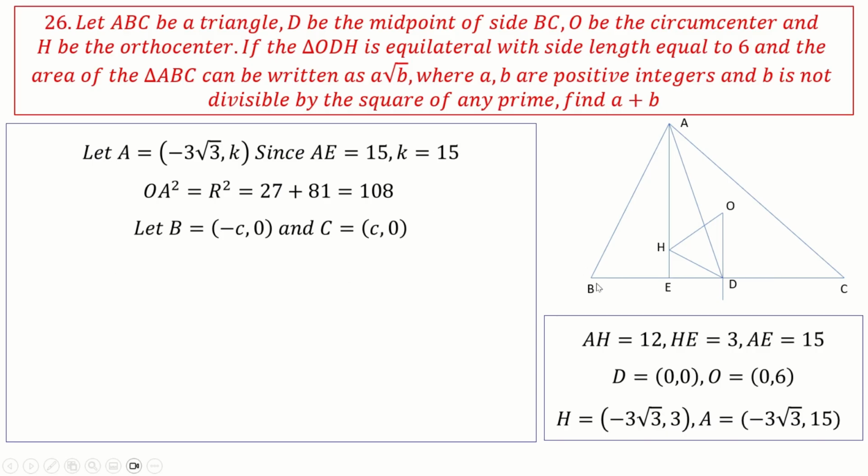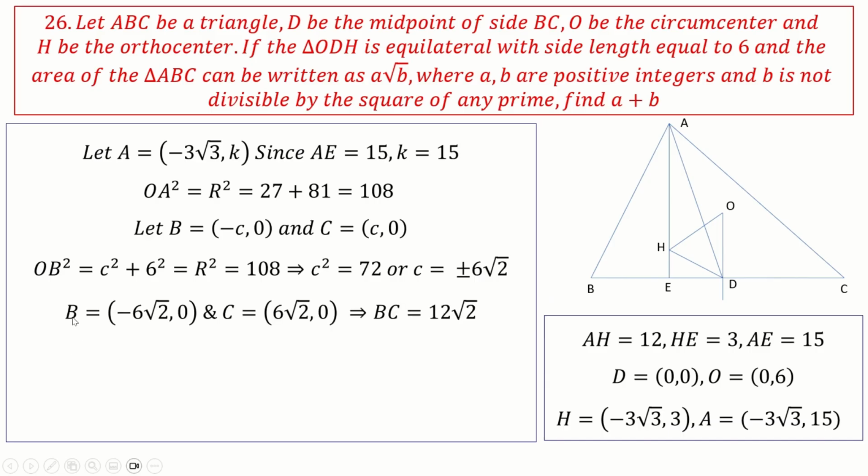Now let's say B and C are (minus c, 0) and (c, 0), because they are on the x-axis. Take OB square, which is also R square, which is c square plus 6 square. So c square equals 72, or c is plus or minus 6 root 2. So B is (minus 6 root 2, 0) on the left side, and C is (6 root 2, 0) on the right side. And D is the midpoint of B and C anyway.